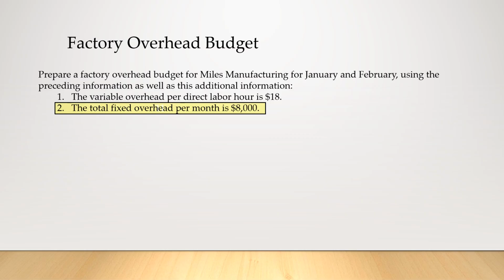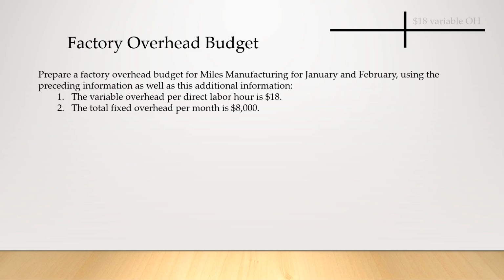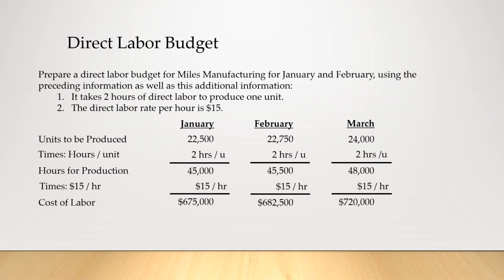If you're ever stuck on how to get started, consider what information you have, then how can you use that information to get what you need? Our variable overhead rate is $18 based upon direct labor hours. So if we multiply that rate by each month's total direct labor hours, the resulting product will be in total variable overhead. We ascertain total production hours on the direct labor budget.